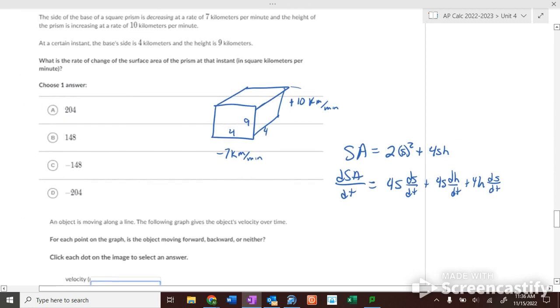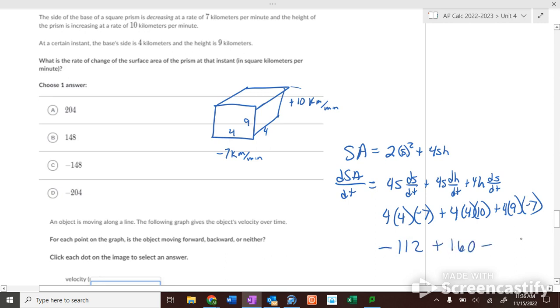Okay? So the side is decreasing, so ds dt is negative. So the side is 4, and it's decreasing at negative 7. The side is 4. The height is increasing at a positive 10. And the height is 9. And the side is increasing at negative 7. So you multiply these. 28 times 4 is 112. So that's negative 112. This is positive 160.